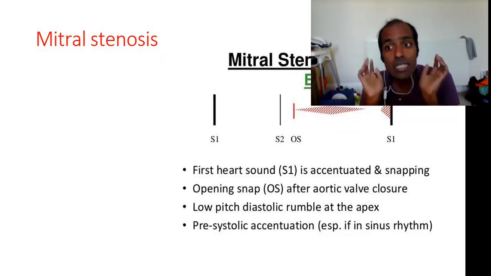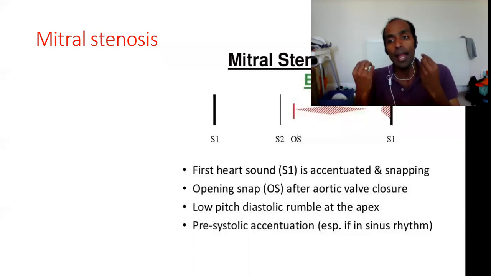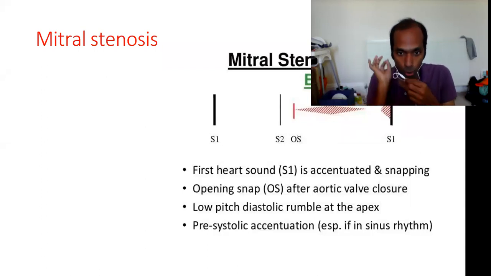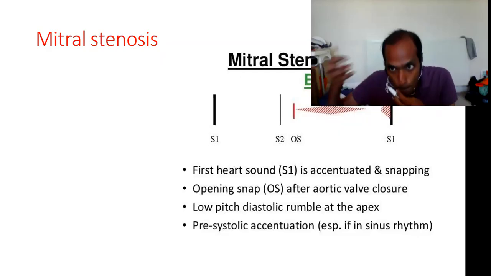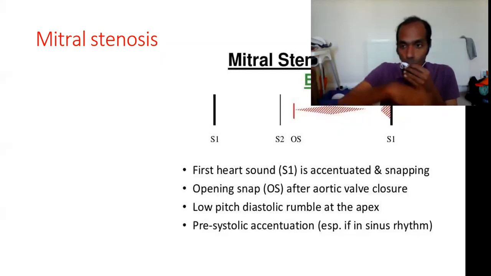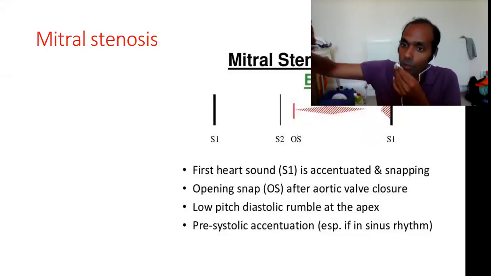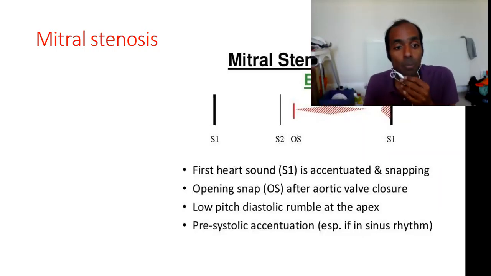And the first heart sound is loud. You hear it exactly like this: rup tuck, rup tuck. Rup is the rumbling, low-pitched mid-diastolic murmur. The last part of the murmur is increased because of atrial contraction, and that is called pre-systolic accentuation.